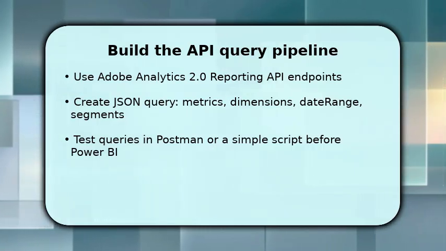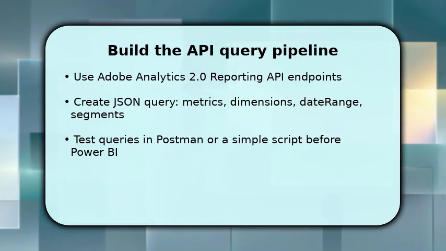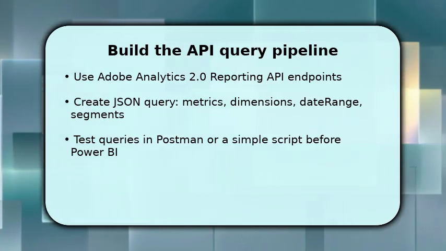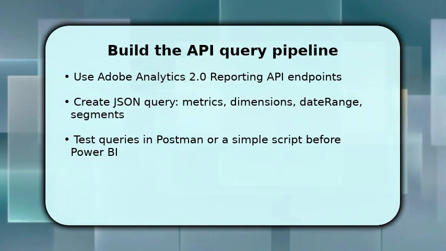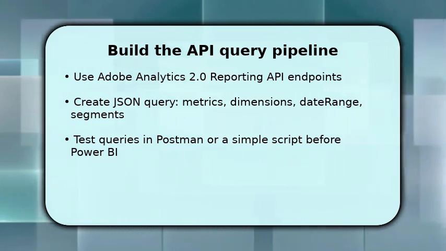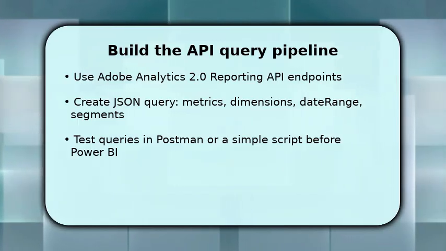Then authenticate via OAuth to get an access token. Use it in an authorization header. Test your request in Postman or a small Node or Python script to validate the response shape. Once responses look correct, you'll map the JSON structure for Power BI's Power Query transformations.